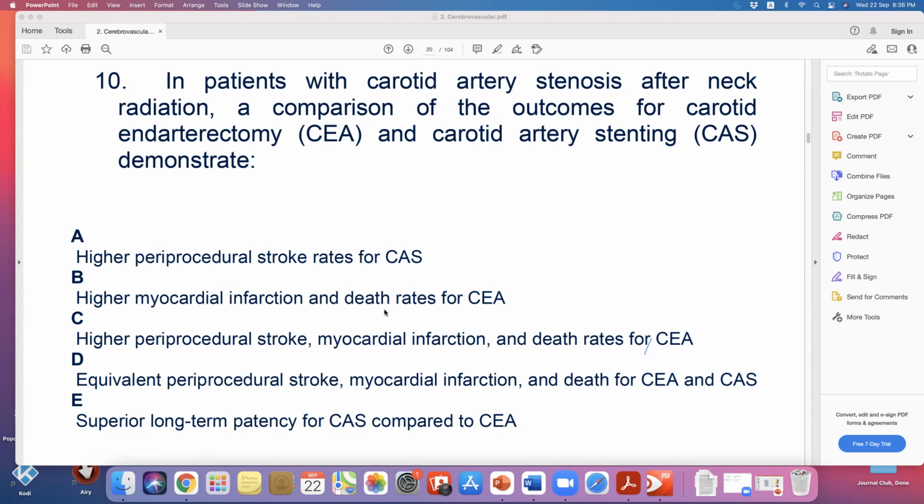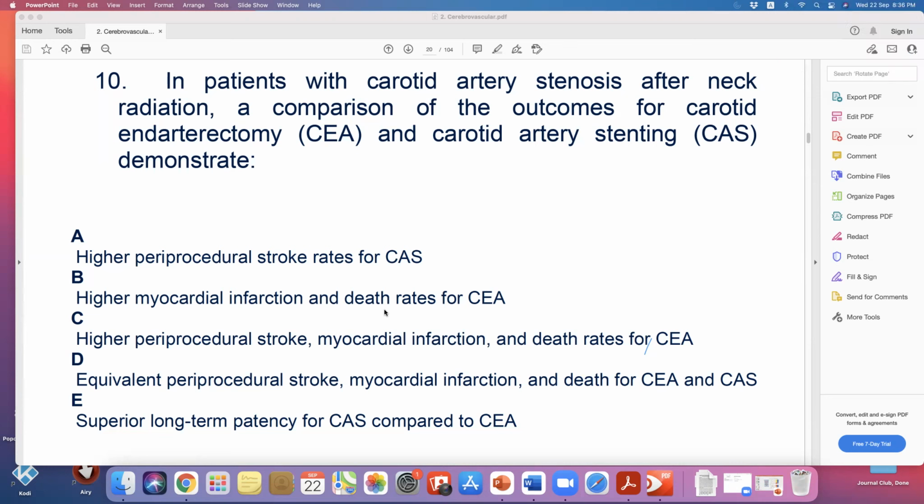Because all the studies showed that when you compare CAS with carotid endarterectomy, if you look at stroke and MI, there was no difference. That is the reason why they approved CAS. But in this scenario, the only problem is that you have more nerve damage because of the radiation, okay?